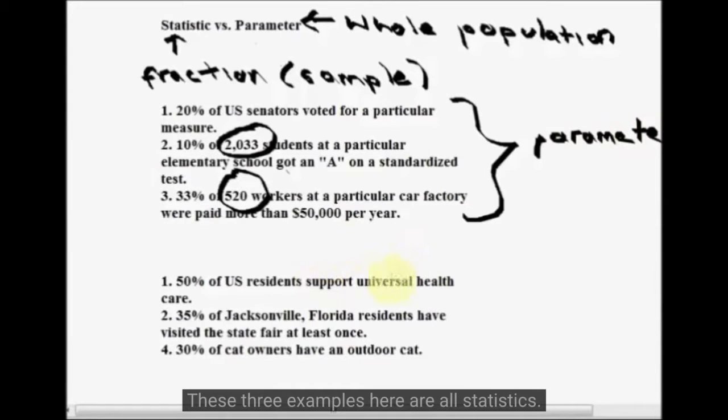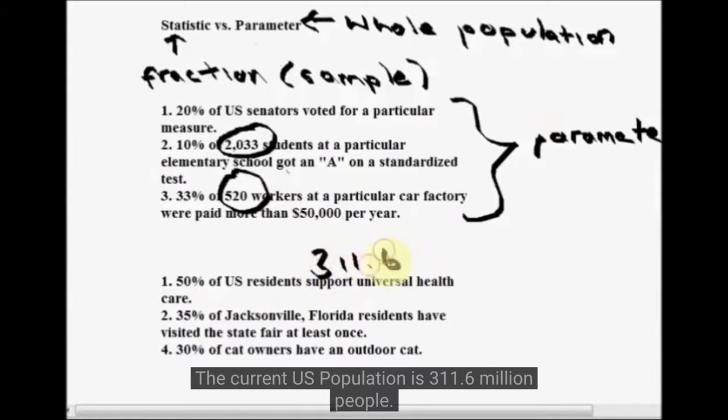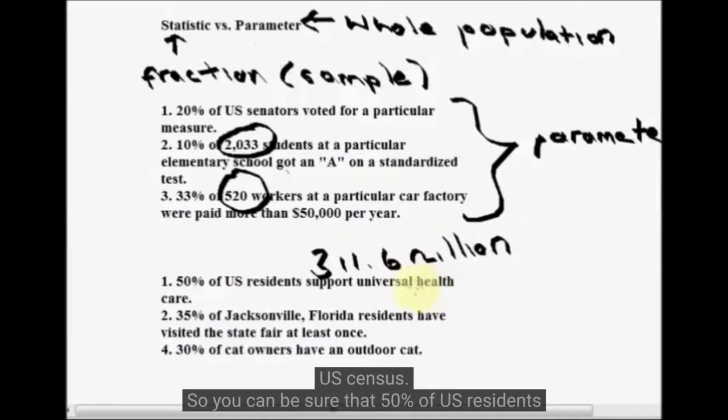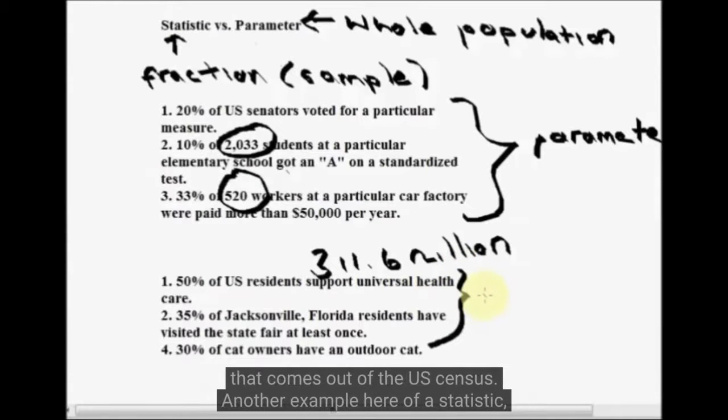These three examples here are all statistics. 50% of US residents support universal health care. The current US population is 311.6 million people. You're not going to want to survey 311.6 million people for anything other than the US Census. So you can be sure that 50% of US residents on any fact at all is most likely going to be a statistic, with the exception of any data that comes out of the US Census.